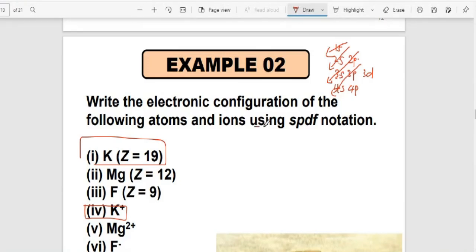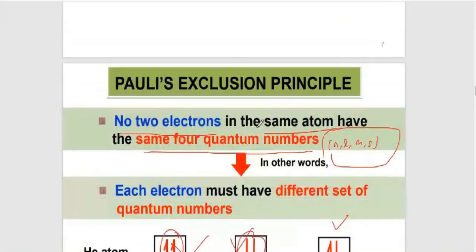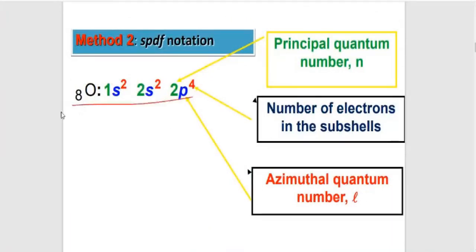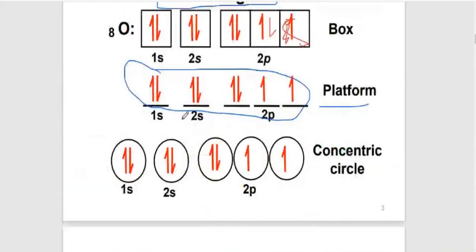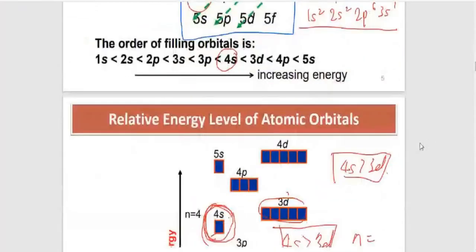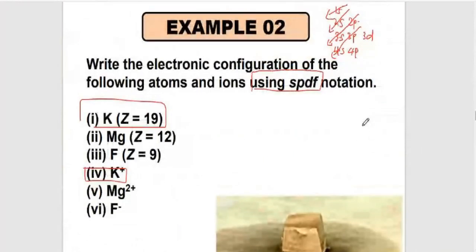So kalau dia nak SPDF notation lah, baca betul-betul dia nak orbital diagram ke SPDF notation. Kalau dia nak SPDF notation, bagi yang ini. Kalau dia nak orbital diagram, bagi yang ini. Jadi sila baca soalan. Kalau dia nak dua-dua, bagi kedua-dua. Jangan hilang satu.